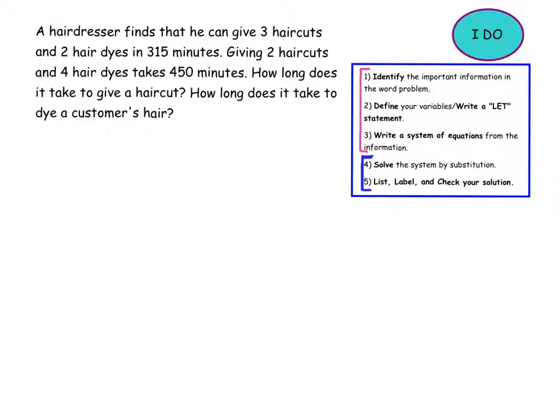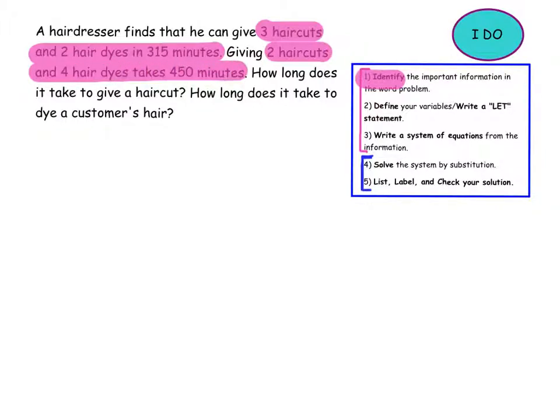So first, in step 1, it says to identify important information. As we read this, I'm going to highlight things that sound important. A hairdresser finds that he can give 3 haircuts, that sounds important, and 2 hair dyes in 315 minutes. If he gives 2 haircuts and 4 hair dyes, it takes 450 minutes. And the question is asking how long does it take to give a haircut, and how long does it take to dye a customer's hair?